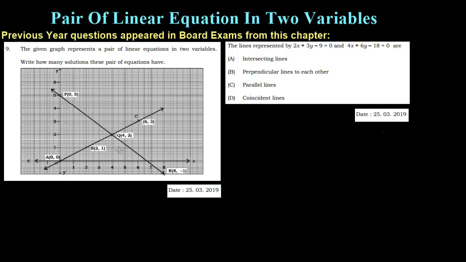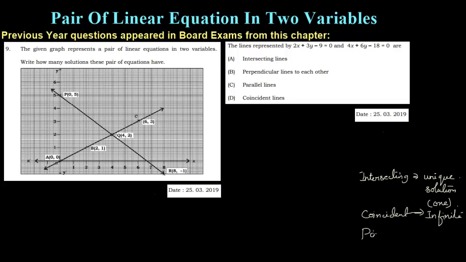I have discussed this clearly in the previous video. If the lines are intersecting, how many solutions does it have? One, or a unique solution. And if the lines are coincident, how many solutions does it have? Infinite number. You cannot count how many solutions there are. But if the lines are parallel, then it does not have any solution, no solution.